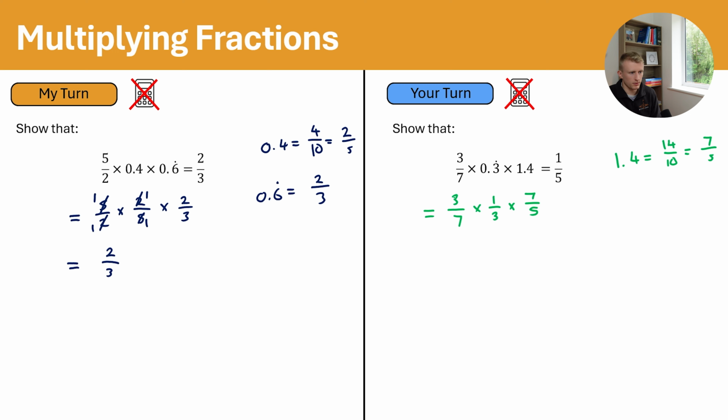Then we'll do some cross simplification. So I'll divide through by my 3 on the numerator and on the denominator. And I'll divide through by the 7 that I see on the numerator and this 7 on the denominator here. And again, that leaves me with 1 over 1, which is 1, multiplied by another 1, multiplied by 1/5. So this would be equal to 1/5. And I've shown what they've asked me to show.